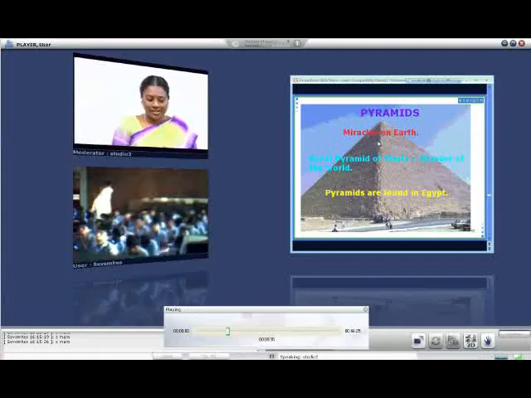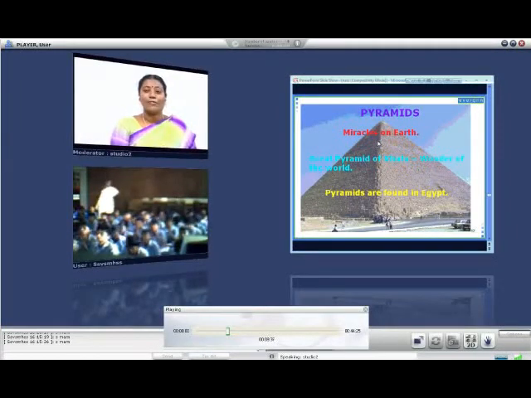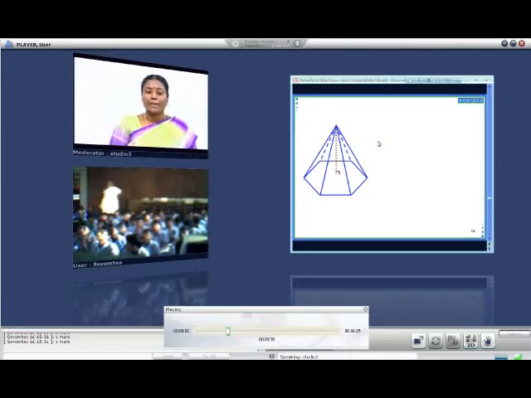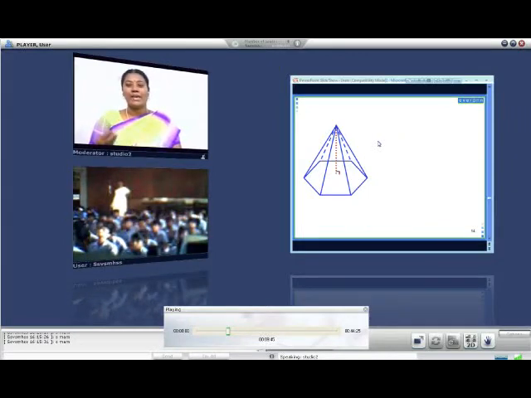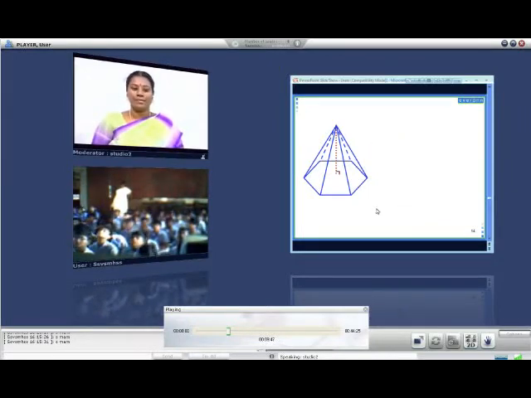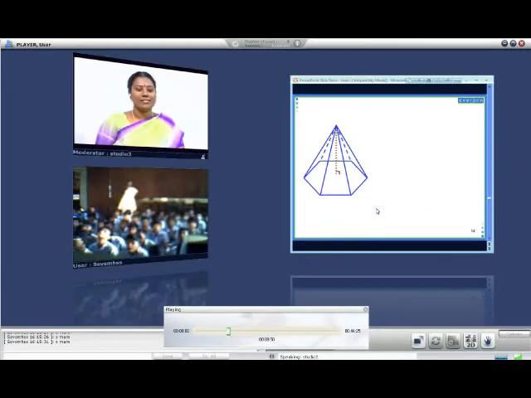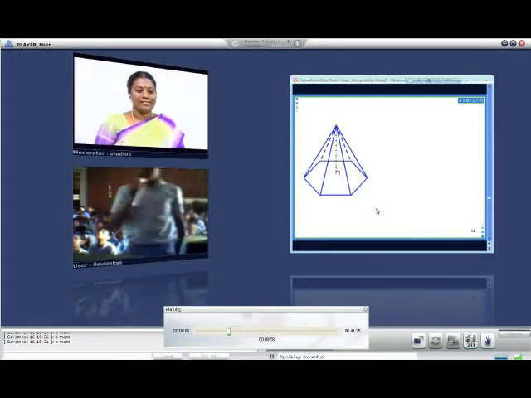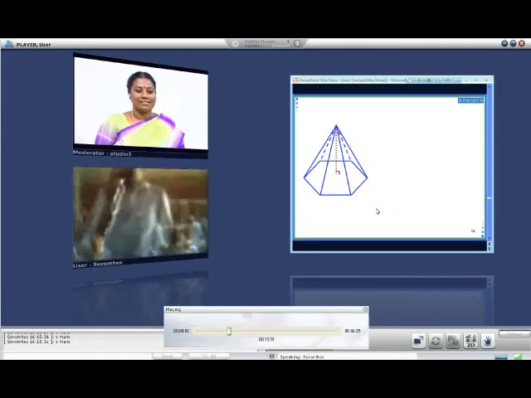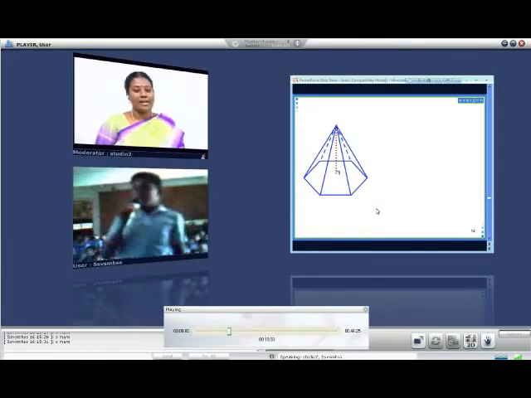Okay, children? Yes. So here you can see, for example, I have taken a pyramid. Can you identify the base of the pyramid? What is the base of the pyramid here? Can somebody come forward? What is the polygon here that is the base of the pyramid? It is hexagon, ma'am. Hexagon. Very nice.